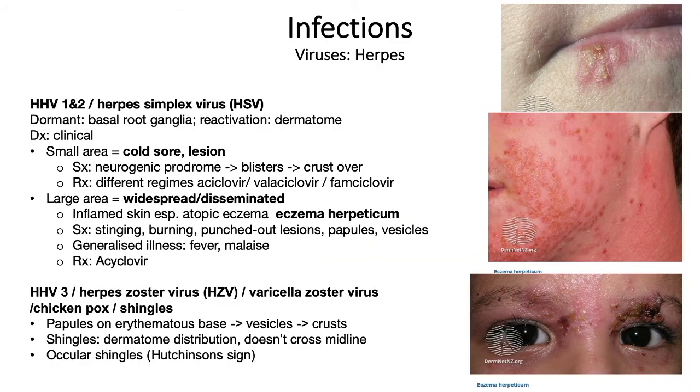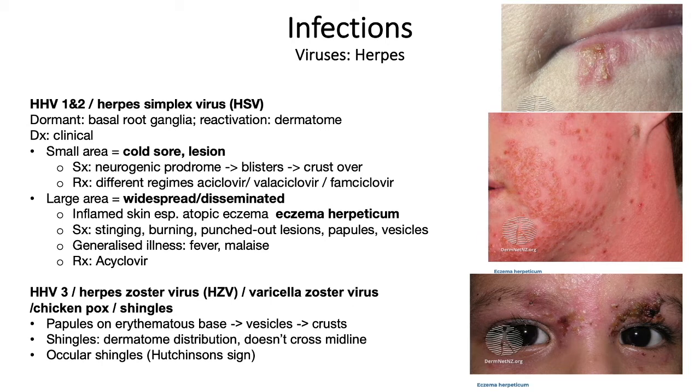Herpes. Sorry, this is quite a busy slide. I've just tried to summarise it all on one page. So first of all, I'll talk about human herpes virus 1 and 2, also known as herpes simplex virus or HSV. This is spread by contact, so through an active mouth lesion or a lesion on the eye or genitals. When it's dormant, it lives in the basal root ganglia, and reactivation is within the dermatome of that nerve.